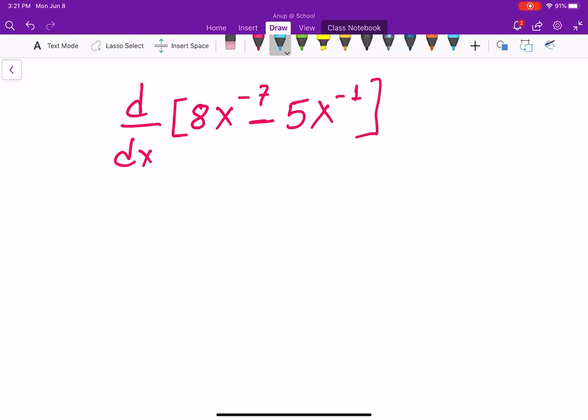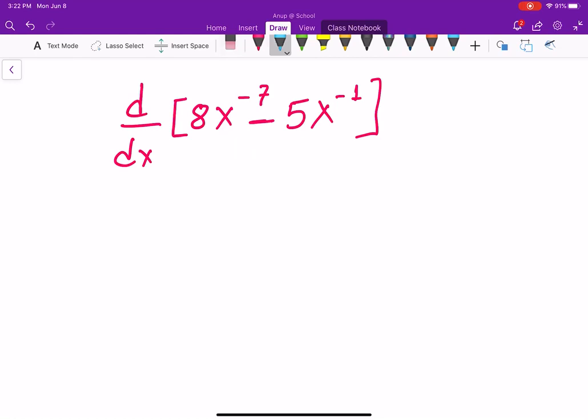Find the derivative of 8 times x to the power minus 7 minus 5 times x to the power minus 1 with respect to x. So we have been given this function whose derivative we need to figure out with respect to x. How can we do that? We can see there is a difference between two functions: one is 8 times x to the power minus 7, the other is 5 times x to the power minus 1. So we can use the difference law.